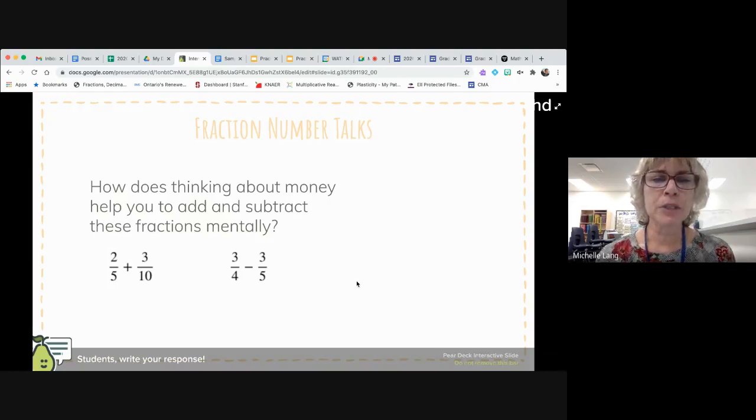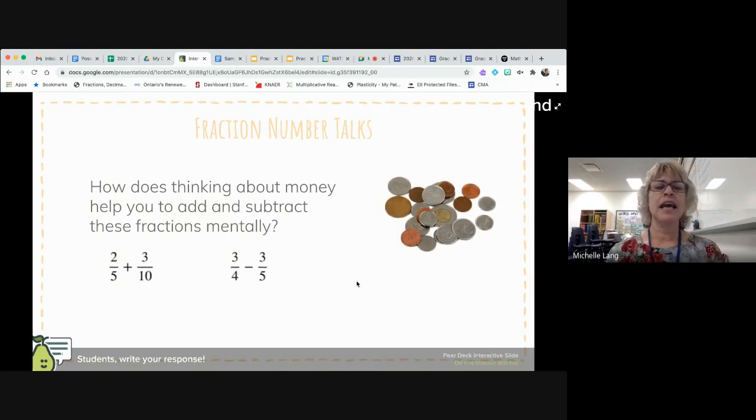Okay, so fraction number talks. This is a chance for you to write a response again. How does thinking about money help you to add and subtract these fractions mentally? Just jot down in your Pear Deck any thoughts you have about how thinking about money might help you to add and subtract these fractions.